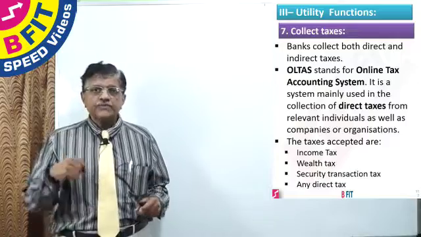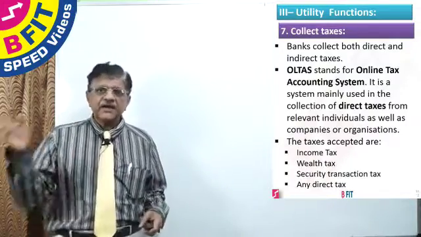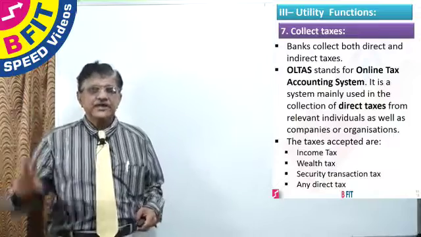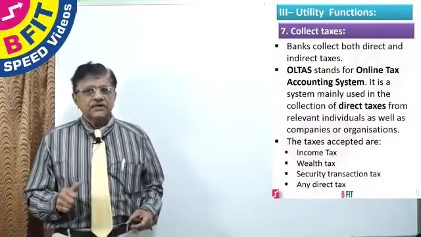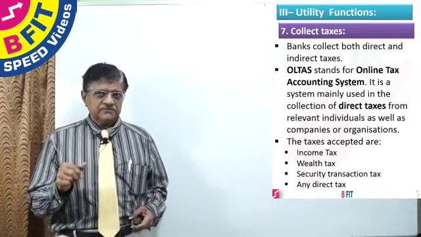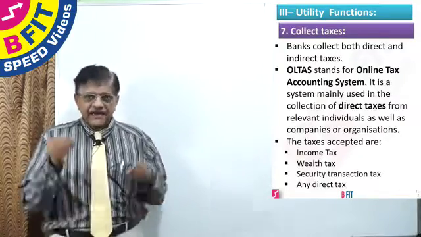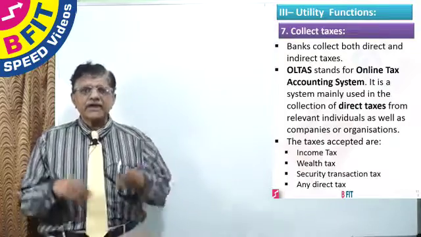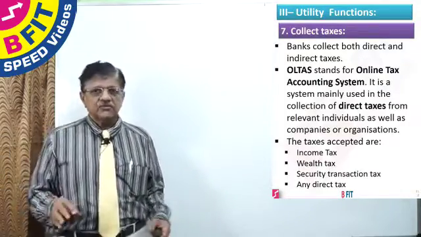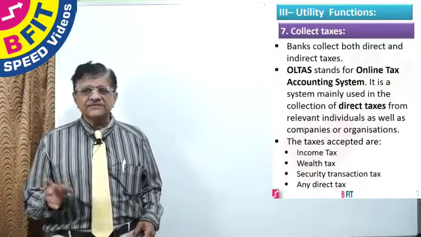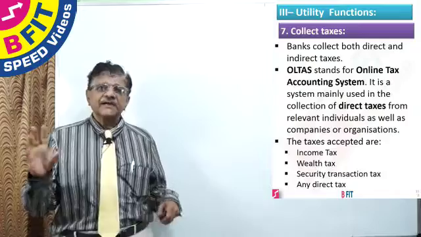Then you don't pay this money directly to the government, you pay it to the restaurant, and the restaurant in turn collects and then pays it to the government. Therefore this is an indirect tax. So the cardinal test for finding whether a tax is an indirect tax or a direct tax is whether you are paying directly to the government or you are paying to a third party who in turn pays to the government. Bank accepts both direct tax and indirect tax.